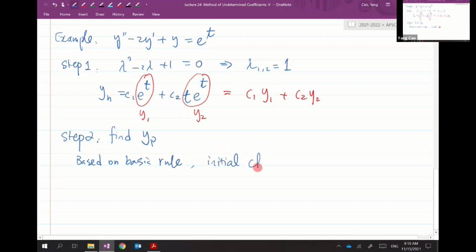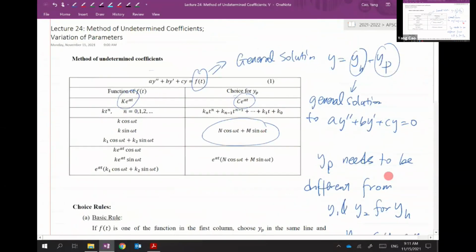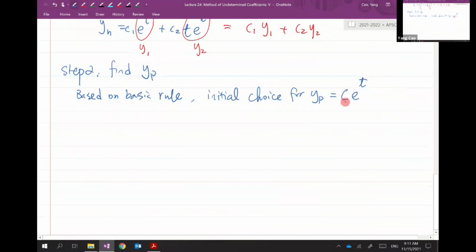The initial choice for yp is C times e to the power of t. It doesn't matter what letter you use; the table uses c, but you can use a or whatever you want for the letter here. So this is your initial choice based on the basic rule. Especially if your solution involves an exponential, you don't necessarily stop. You have to go to the modification rule and see if it's necessary to apply it or not.